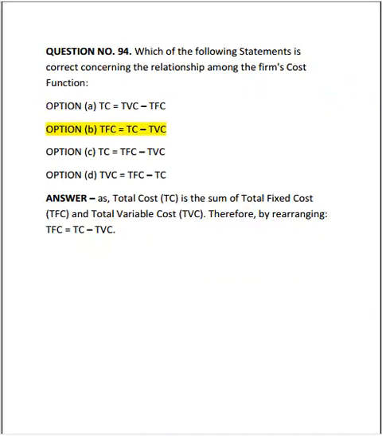Question no. 94. Which of the following statements is correct concerning the relationship among the firm's cost function? Option A. TC equals TVC minus TFC. Option B. TFC equals TC minus TVC. Option C. TC equals TFC minus TVC. Option D. TVC equals TFC minus TC. Answer: B. Total cost is the sum of total fixed cost and total variable cost. Therefore, by rearranging, TFC equals TC minus TVC.